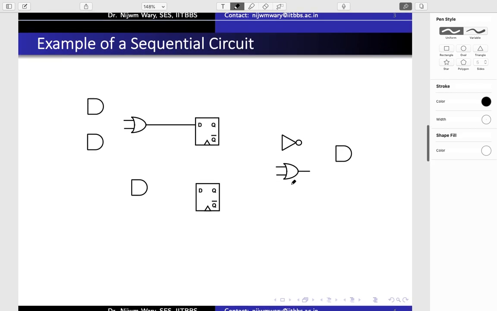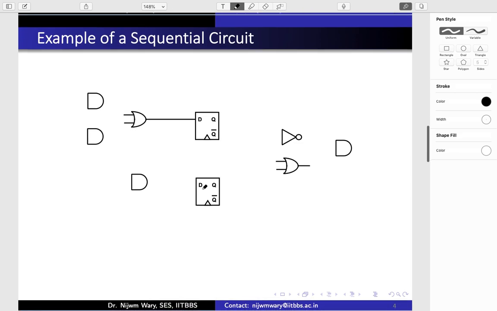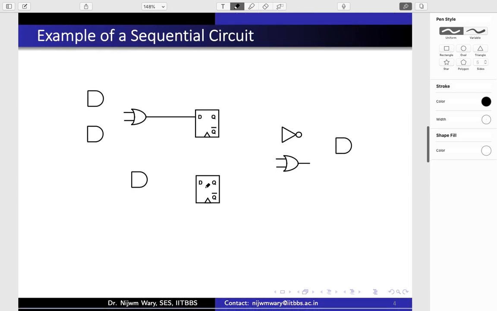Okay. So now let's consider an example of this sequential circuit. Let's consider this sequential circuit as an example and try to find out the state equation of this circuit. Of course I have two D flip-flops and different gates, which I have not yet connected. So I will now be connecting them, and we'll try to write the state equation for this circuit. Okay, so let's go step by step.